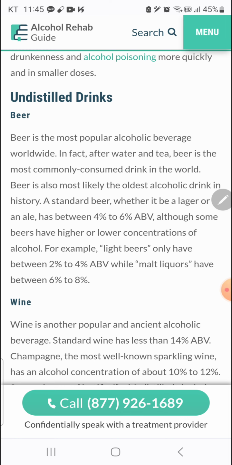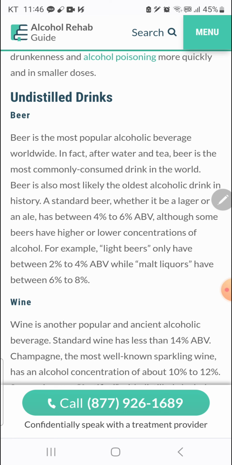A standard beer, whether it be a lager or an ale, has between 4% to 6% ABV, although some beers have higher or lower concentrations of alcohol. For example, light beers only have between 2% to 4% ABV, while malt liquors have between 6% to 8%. Light beers, malt beers.